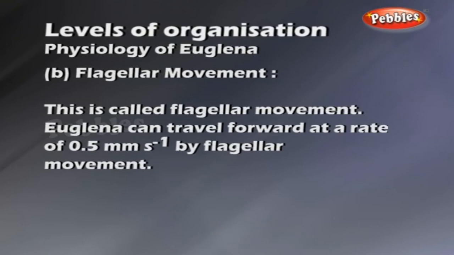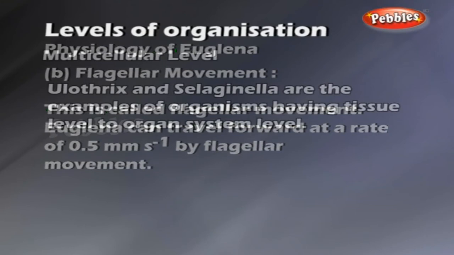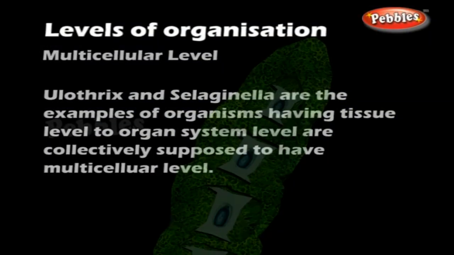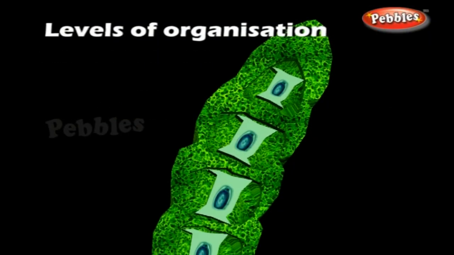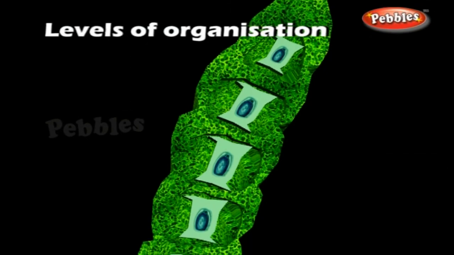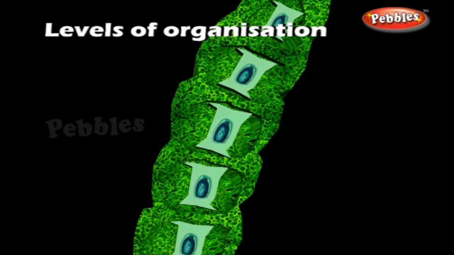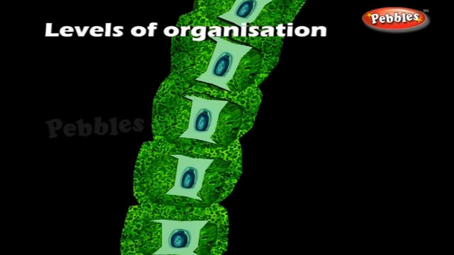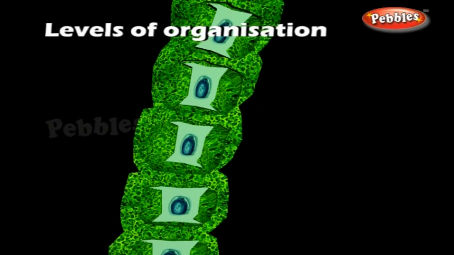Multicellular level. Ulothrix and Selaginella are examples of organisms having tissue level to organ system level, which are collectively supposed to have multicellular level. Ulothrix. Ulothrix is a common filamentous alga growing in cold water. It grows attached to stones or small rocks. It belongs to the class Chlorophyceae and order Ulotrichales.